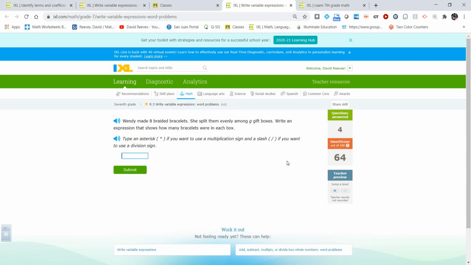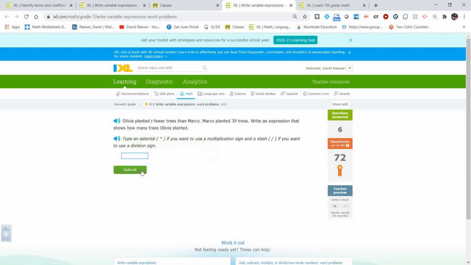All right, they're not going to let us go up to the next level. Wendy made 8 braided bracelets. She split them evenly among G gift boxes. This is like what we just did. She has 8 of them divided by how many boxes will give us the number of bracelets per box. Emma bought T-shirts. The shirts came in 6 packages. Write an expression that shows how many were in each package. Wow, they really are hitting this one hard. The total number of T-shirts divided by the number of packages will give you the number of T-shirts per package.